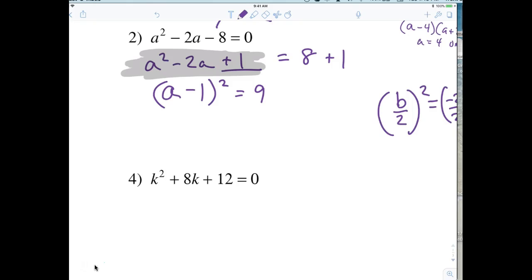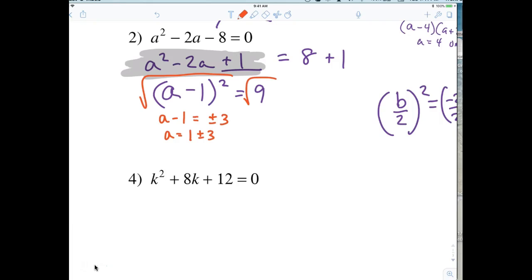Now, how do I solve a square? I take the square root. So we write a minus 1 equals the square root of 9. What's the square root of 9 in this case? Yes, plus or minus 3, because it's in an equation. And now I'm isolating the a, so I add 1 to both sides. So a is equal to 1 plus or minus 3. Everybody good with this?